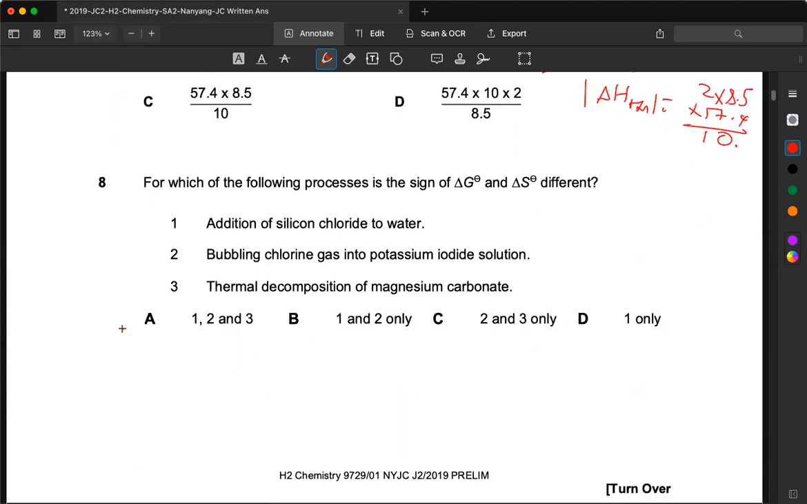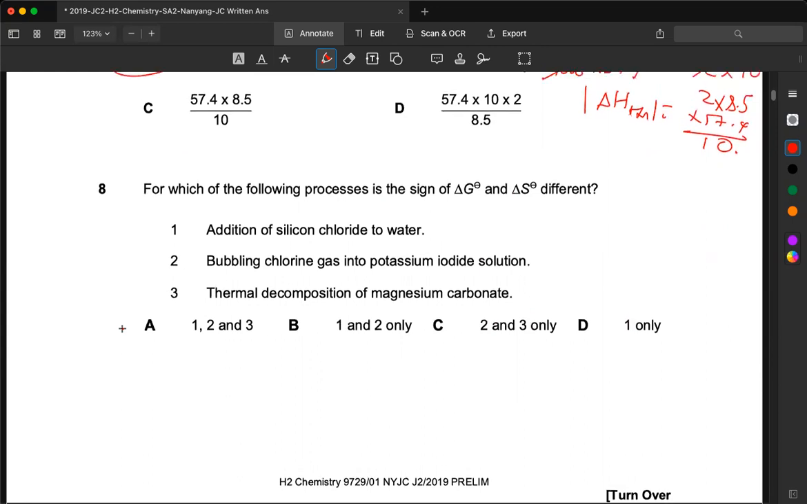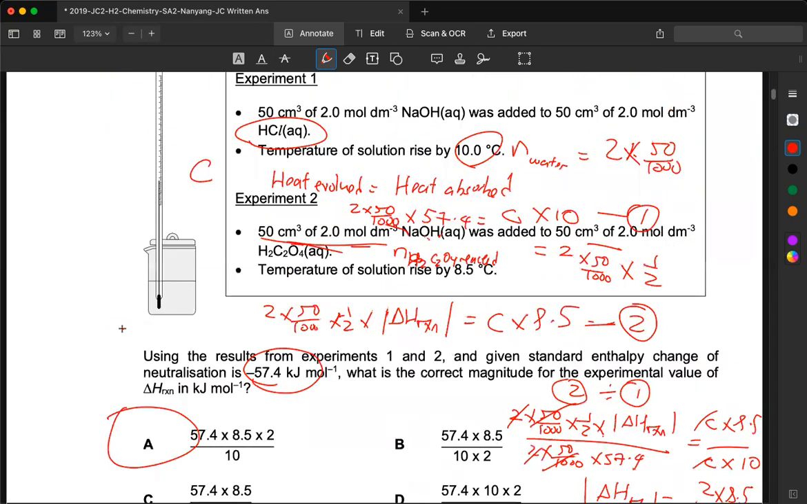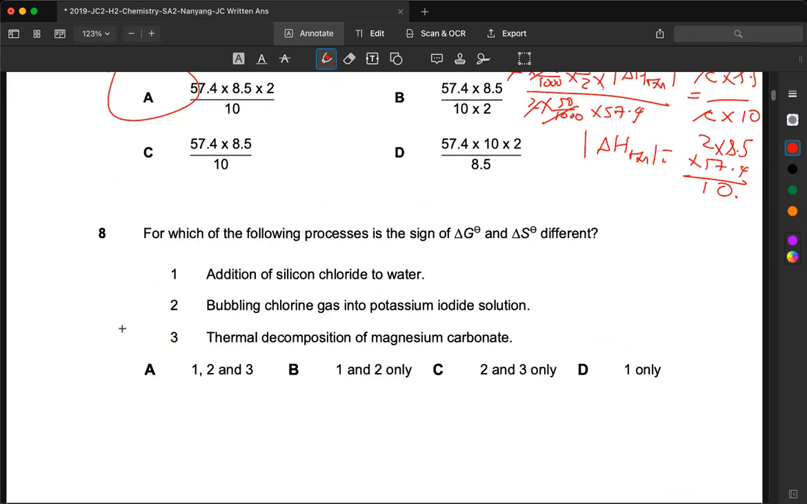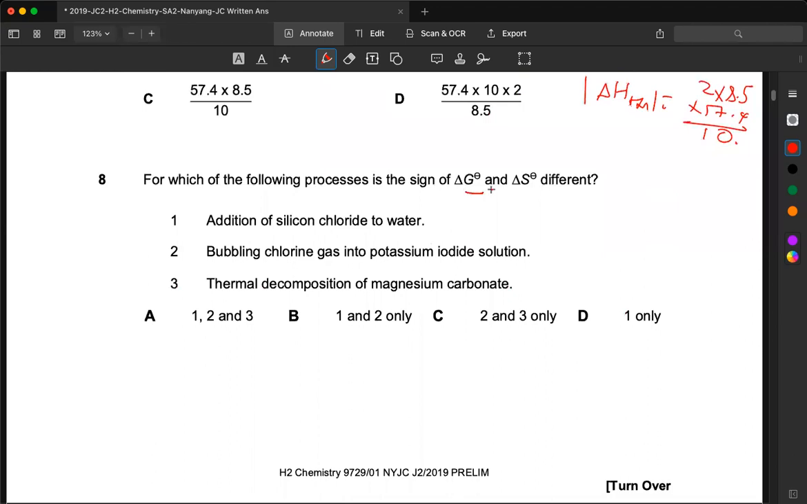With that, we move on to question 8. For question 8, they're asking which process shows different signs of delta G and delta S. So I have to do it individually. You have to understand, for example, when silicon chloride reacts with water, what is formed.